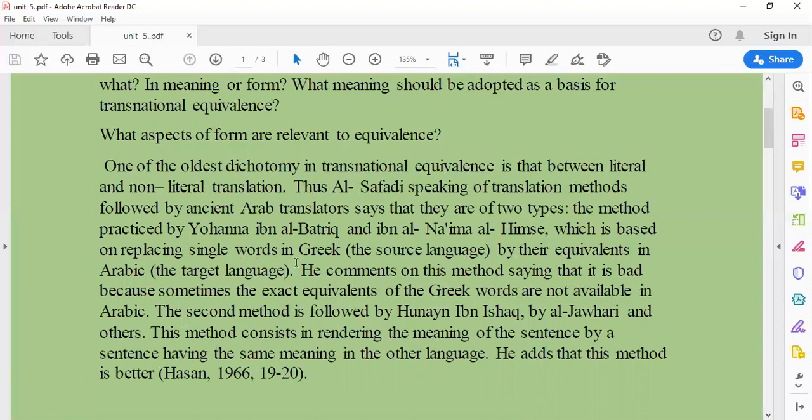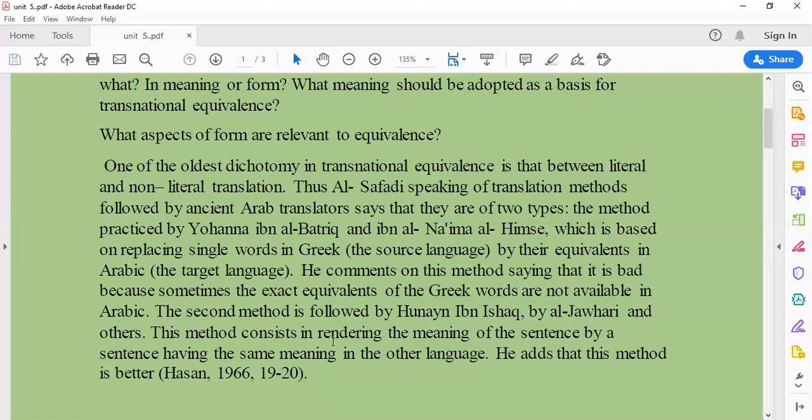This method is very bad. Why? Because exact equivalents to the Greek words are not available in Arabic. So every word in the Greek language is not equivalent to an Arabic word. So it is bad. This is called literal translation, okay? The second method is followed by Hunayn ibn Ishaq, by al-Jawahiri and others.